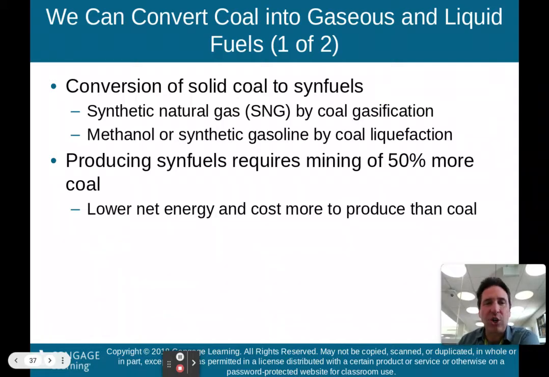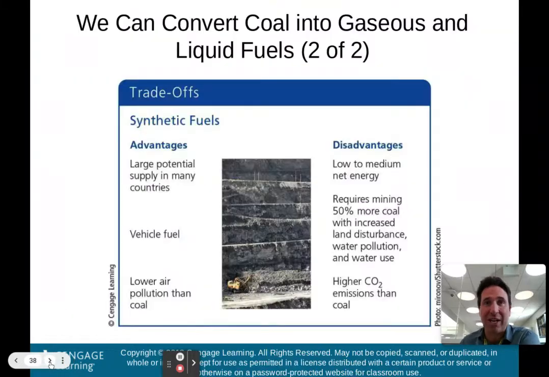But again, the net energy is lower. Because it basically costs more to produce than coal. So that, of course, lowers the net energy, and you actually need 50% more coal. So now that's going to increase the mining that is needed, and that will increase the degradation of the land in that area. So again, kind of a lose-lose situation when you talk about these synthetic fuels.